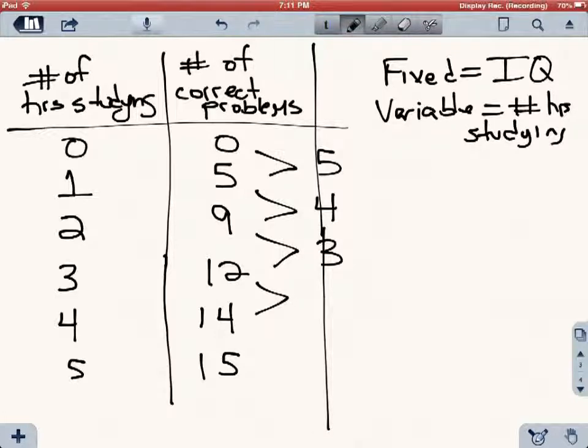The first hour allows you to answer 5 problems, so it increases your number of correct problems by 5. The second hour, increases your number of correct problems by 4. The third hour, by 3. The fourth hour by 2, and the 5th hour by 1. And this makes sense because you're working with a fixed input. You're working with an IQ that is already fixed. There's nothing you can do about it.